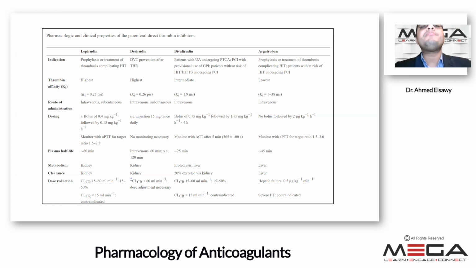However, you will notice that the plasma half-life is short. Bivalirudin is about 25 minutes, and argatroban is about 45 minutes. Bivalirudin is dependent on renal excretion, and argatroban is dependent on hepatic excretion. So be cautious using argatroban in patients with liver failure, and cautious with bivalirudin in patients with poor renal function.